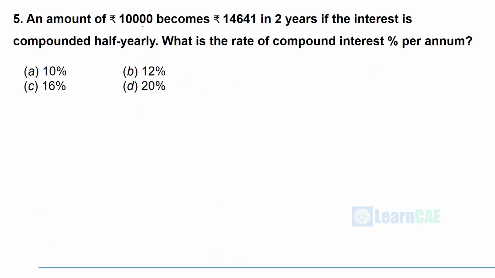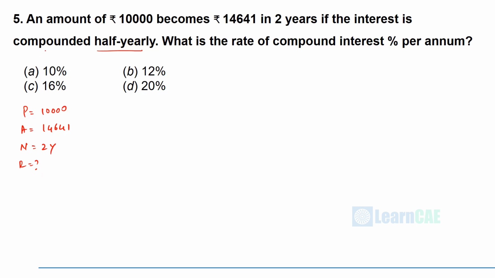An amount of rupees 10,000 becomes rupees 14,641 in 2 years if the interest is compounded half yearly. What is the rate of compound interest percentage per annum? Here they have mentioned compounded half yearly. Let us write the inputs. The principal is 10,000 and the amount finally becomes 14,641 and the number of years is 2 years. They are asking the rate of interest.